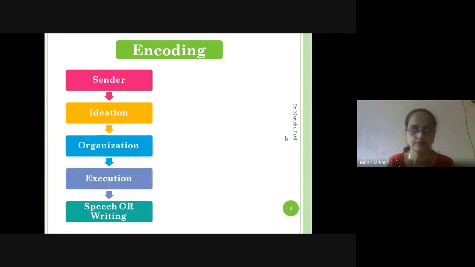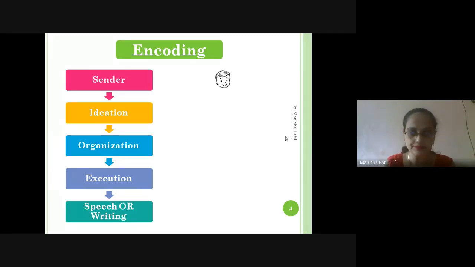Okay, so now we will see the process of encoding. First, there is sender. Then an idea comes to his or her mind. That idea is organized properly in his mind. And then it is executed either through speech or through writing. There are 5 stages.